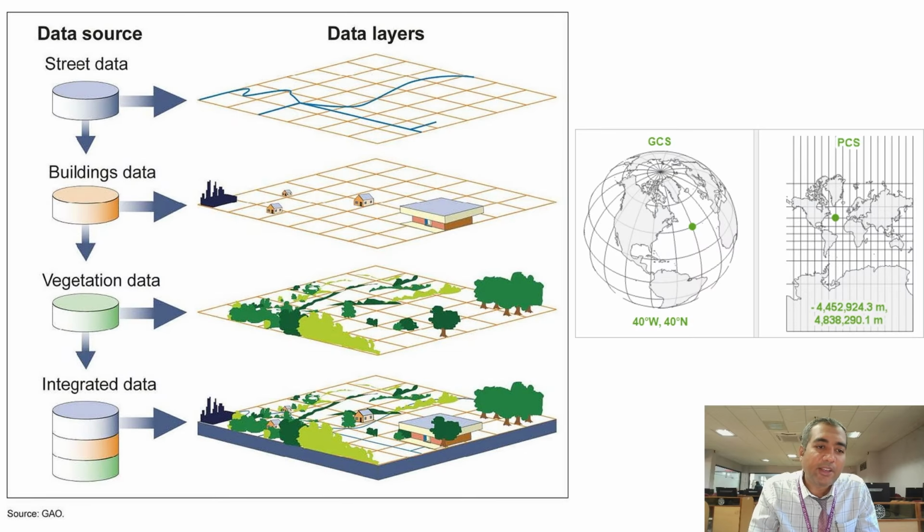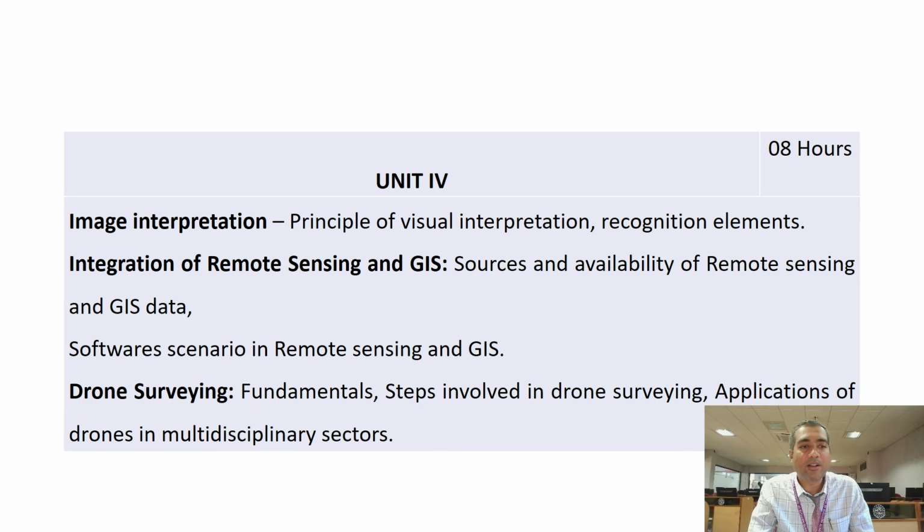And these are some of the examples where we can club different layers with the help of GIS. How to club and all these things will be explained in the class. And on the right side, you can see the coordinate system, where the circular coordinate system is converted into a flat coordinate system.